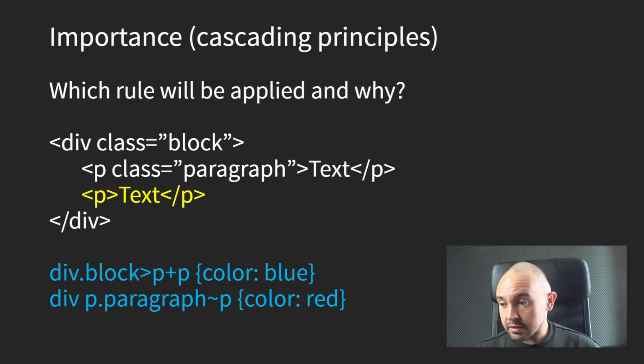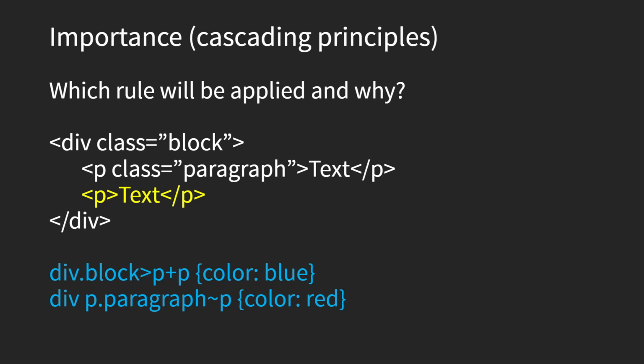Now let's take a look at our selectors. The first selector is: take a p tag, which is a first younger brother of another p tag, which is a child of a div with the class of block. The second rule is: take the p tag, which is any younger brother of a p tag with the class of paragraph, which is inside a div. A moment for you to think about it, pause the video, try to answer this question, and I'm back with the answer in a moment.